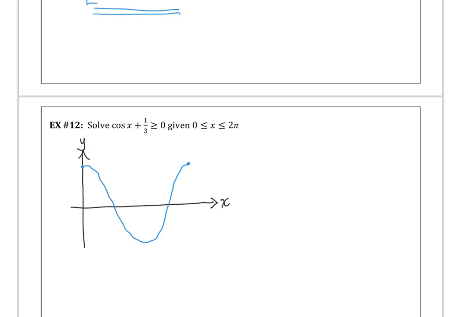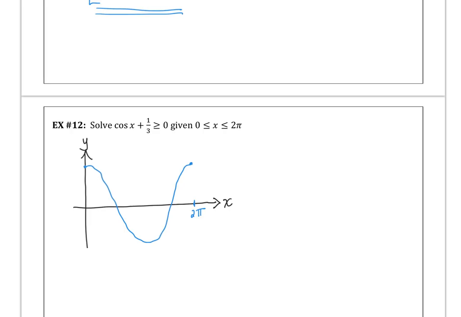Okay, here we go on number 12. We want cosine of x plus a third has to be greater than or equal to 0 on the interval from 0 to 2 pi. This is my endpoint at 2 pi, and we've shifted our graph up a third. So instead of this being 0, 1, it's 0, 1/3, 1 and 1/3. And we want to know the zeros. Where is this and where is this? This would be my x sub 1, and this would be my x sub 2. And we're looking for where the graph is above the x-axis.